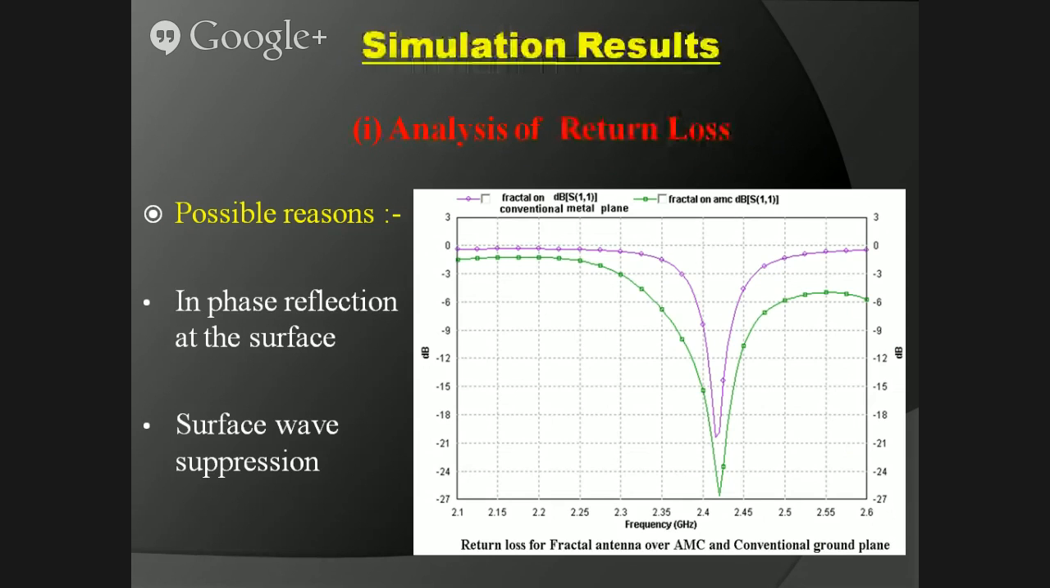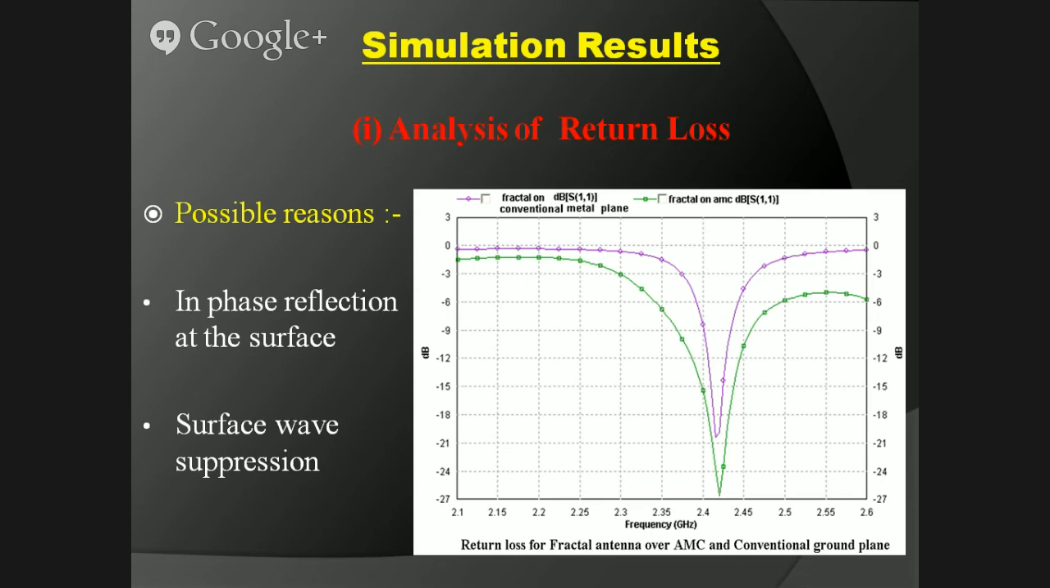Moving on to the results, the first was the analysis of the return loss. The result is a comparison between the conventional metallic conductor that we use and the AMC that I'm using. The possible reasons I could think of for the improvement in return loss are the in-phase reflection surface, and second, the surface wave suppression at the AMC surface. This is an improvement of 8 dB.